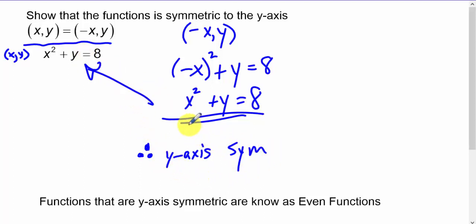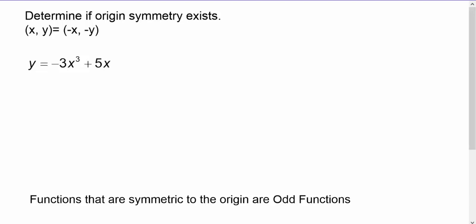If they weren't the same, then it wouldn't be y-axis symmetry. And once again, that y-axis symmetry means it's an even function. So here's another case where I want to show origin symmetry. And in origin symmetry, like I wrote before on the slide, you have to plug a negative x where the x is and negative y where the y is, and show that the starting equation, the xy equation, is the same as the negative x, negative y equation.